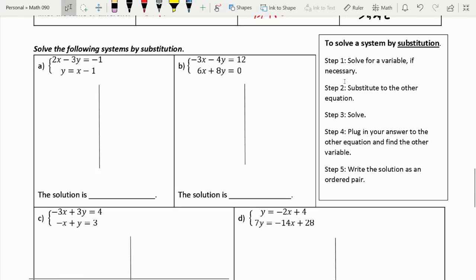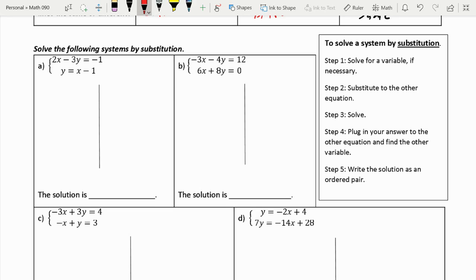Now we want to solve the systems by substitution. The other ones we did, we were solving them graphically. Now we're going to be solving these algebraically. The trick when you want to solve by substitution is you want to get one of the equations to get the variable by itself. That's the whole trick to this, and that's going to make the problem a little bit easier. So let me erase that mess.